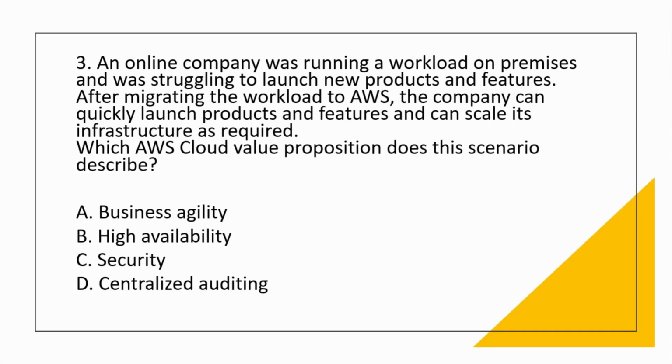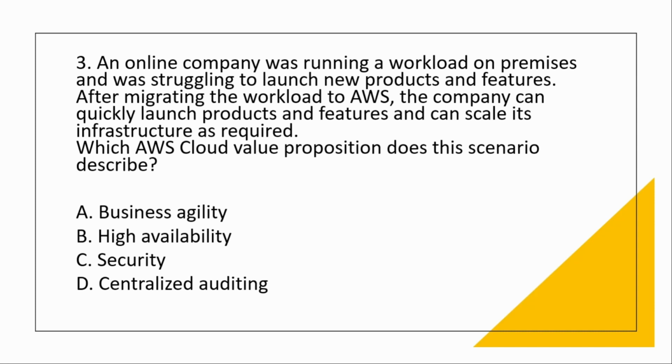So, an online company was running a workload on premises and was struggling to launch new products and features. After migrating the workload to AWS, the company can quickly launch products and features and can scale its infrastructure as required. Okay, so which AWS cloud value proposition does this scenario describe?